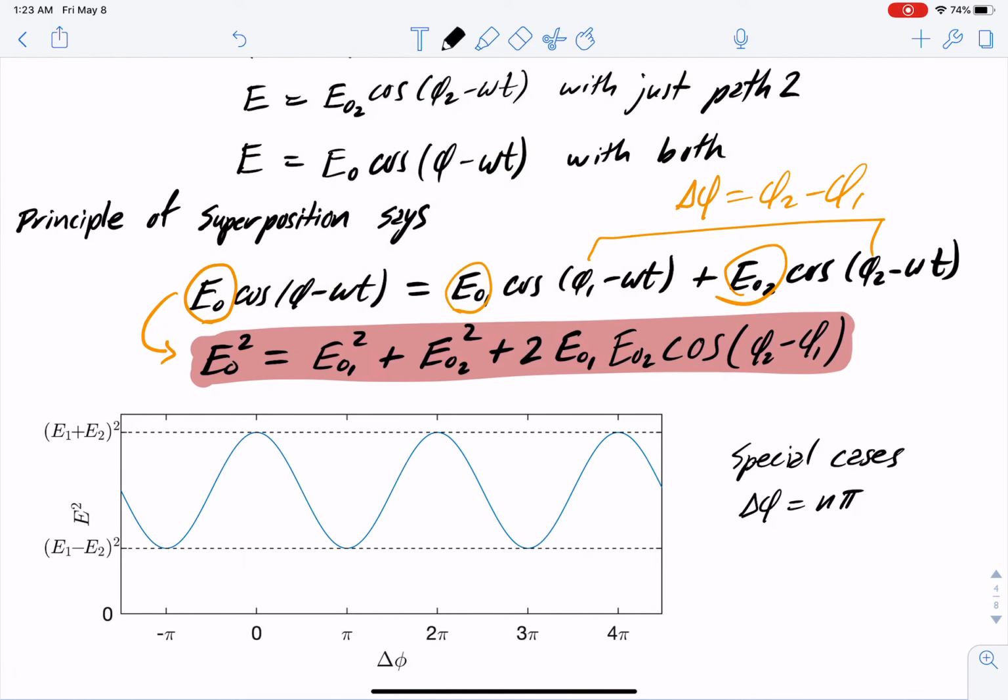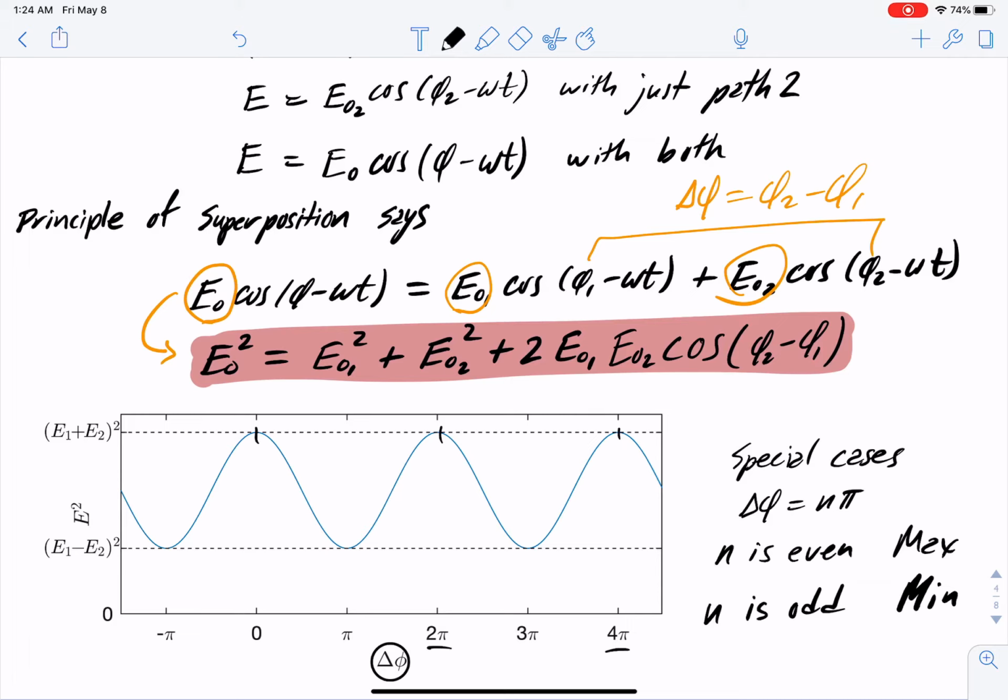Okay, so we have some special cases. This is the maximums. And if you look, where do the maximums occur? It's every time the phase difference is an even multiple of pi. So when n is even, it's a max. And the minimums occur when n is odd. So it's a nice result.